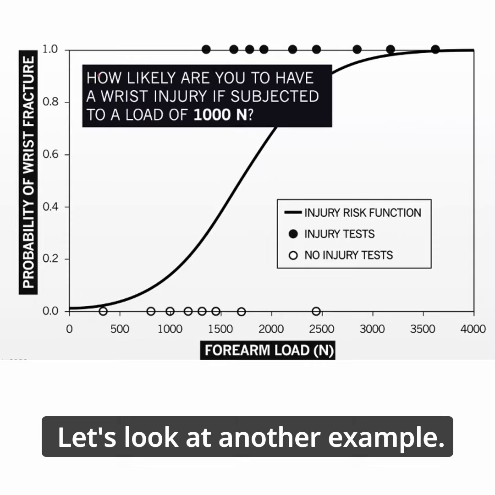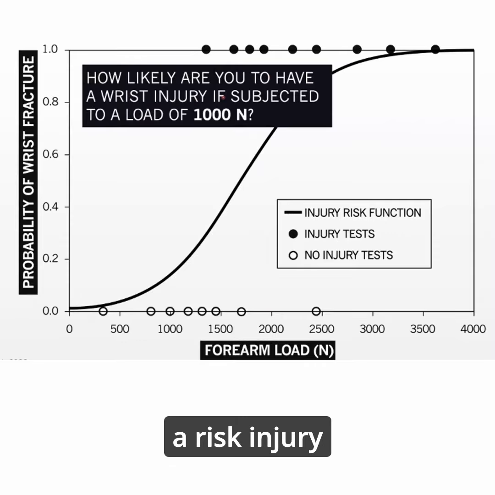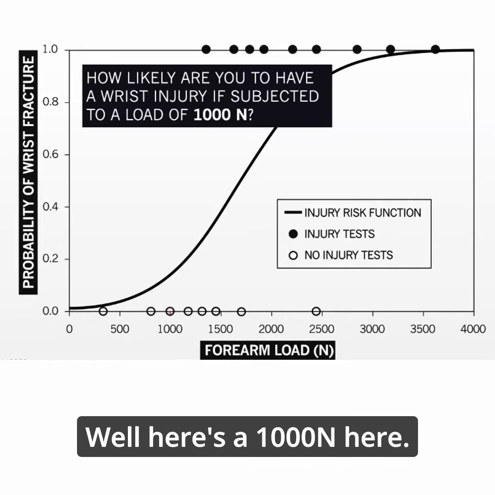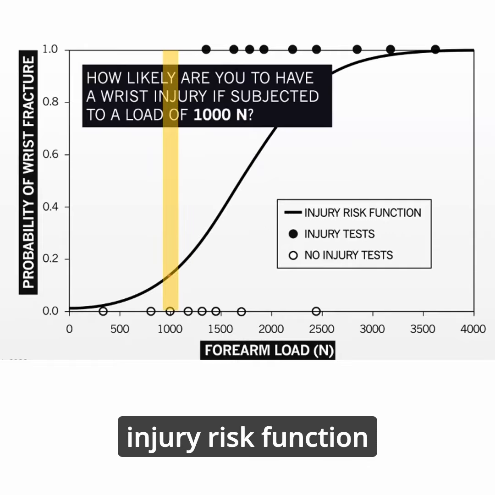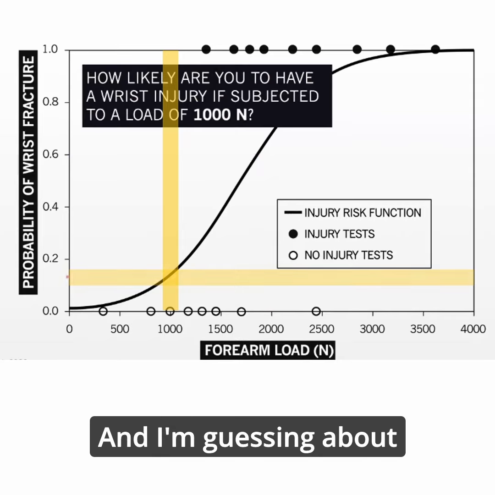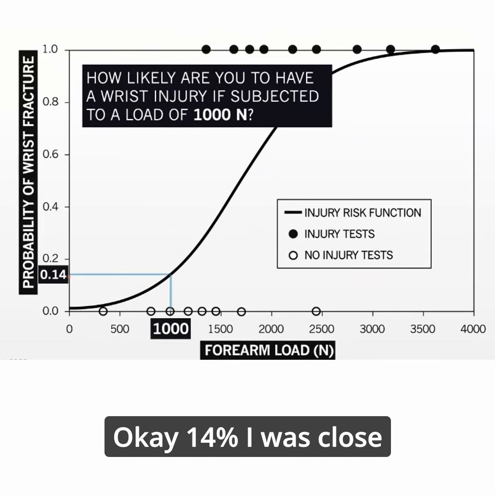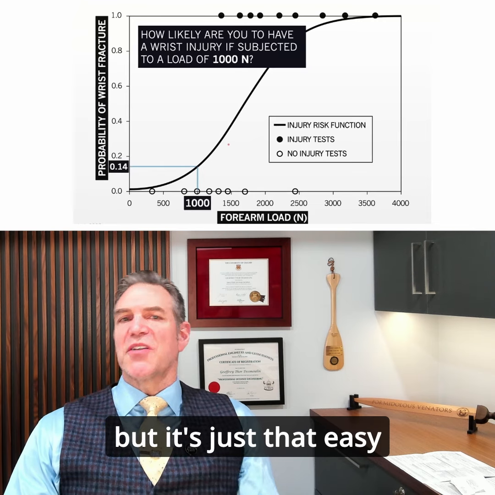Let's look at another example. How likely are you to have a risk injury if subjected to a load of 1,000 newtons? Well, here's 1,000 newtons here. Go up to our injury risk function, go over, and I'm guessing about 1.5, 15%, something like that. Okay, 14%, I was close. But it's just that easy.